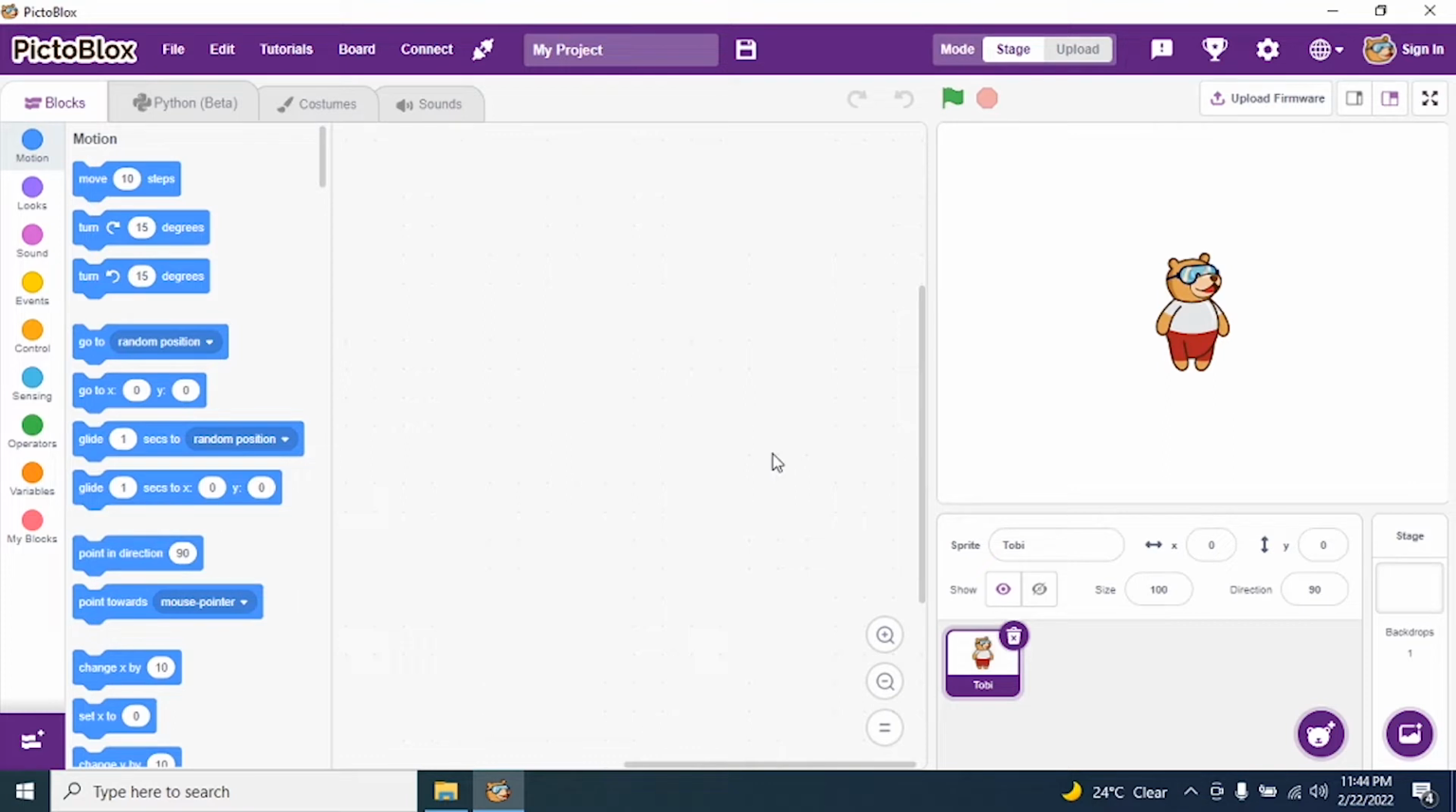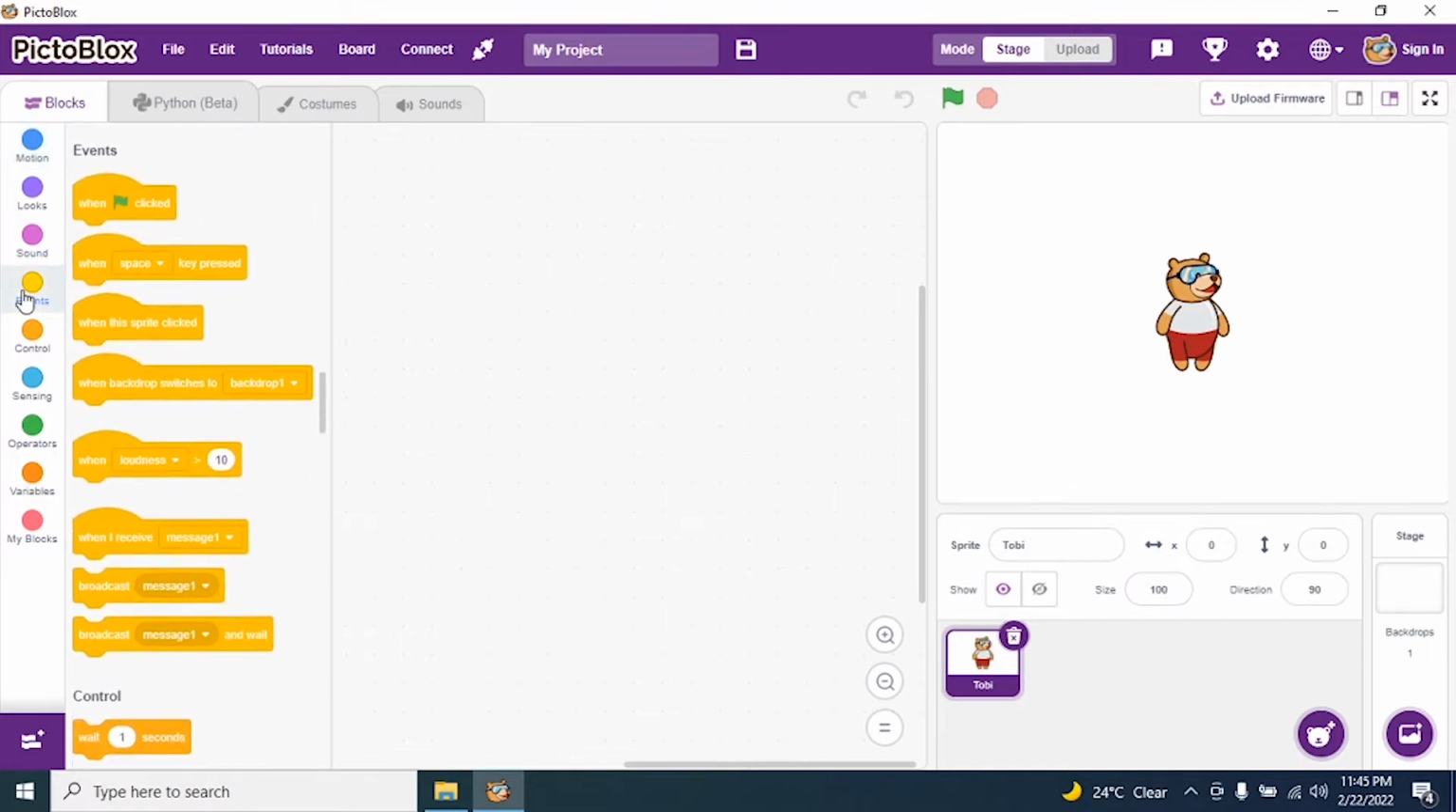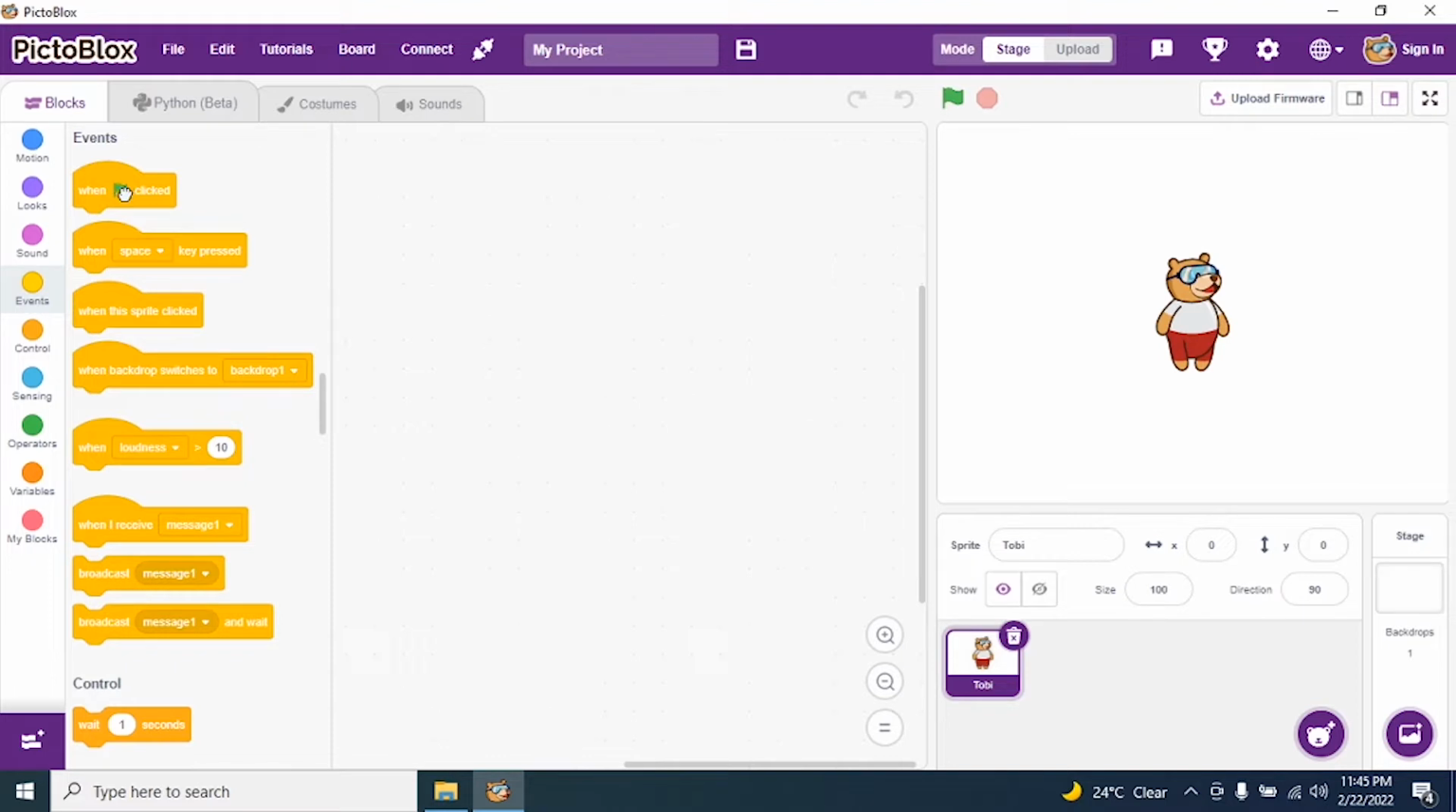By default the size of Toby is 100, so we will keep it 100. We go to the event and we require the green flag. Why do we require the green flag? So that we can execute a program. Without the green flag, can we execute a program? No, we cannot execute a program without the green flag.